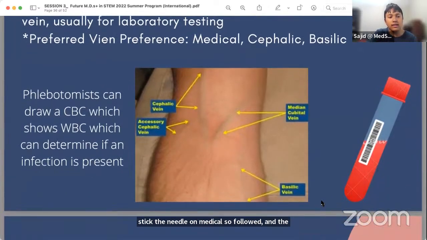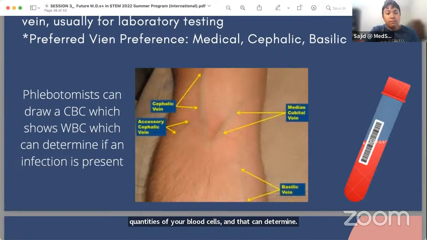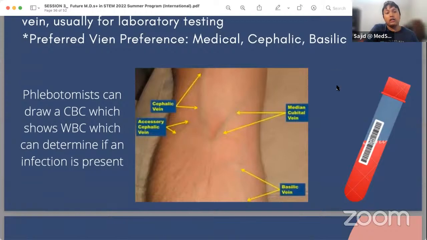So phlebotomists can draw a CBC, which shows WBC. CBC would be a complete blood count, and WBC would be your white blood count. And your white blood count can show if you have an infection. So when you go to the doctors, they might draw your blood and show you the different quantities of your blood cells. It'll be sent to the lab, and a pathologist, specifically a hematologist, can examine your blood and tell which diseases you might have.